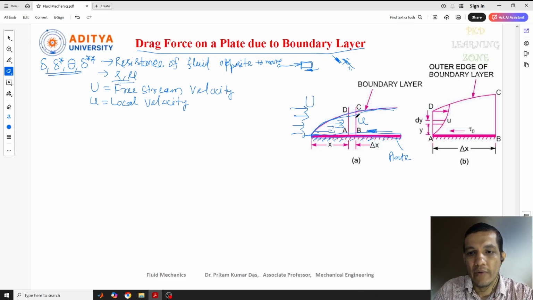Due to the velocity distribution or velocity changes, the boundary layer forms here. Also we know that near the surface of this plate, the velocity will be 0 due to the no slip condition. These are some conditions we need to understand. And the distance from this plate to the boundary layer edge is called delta.